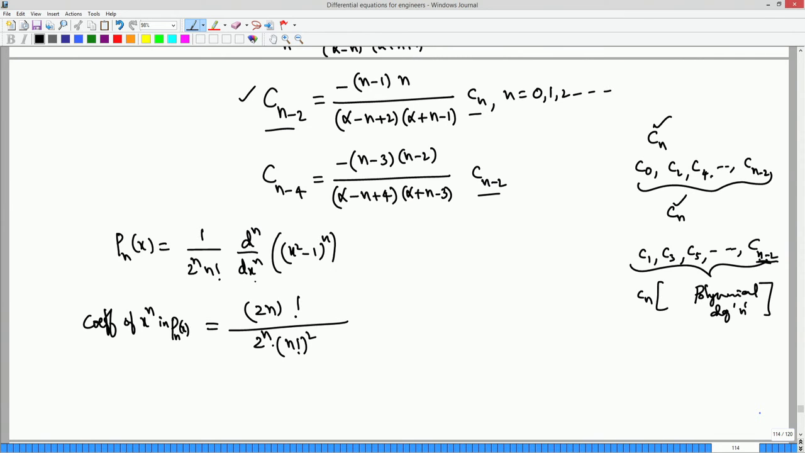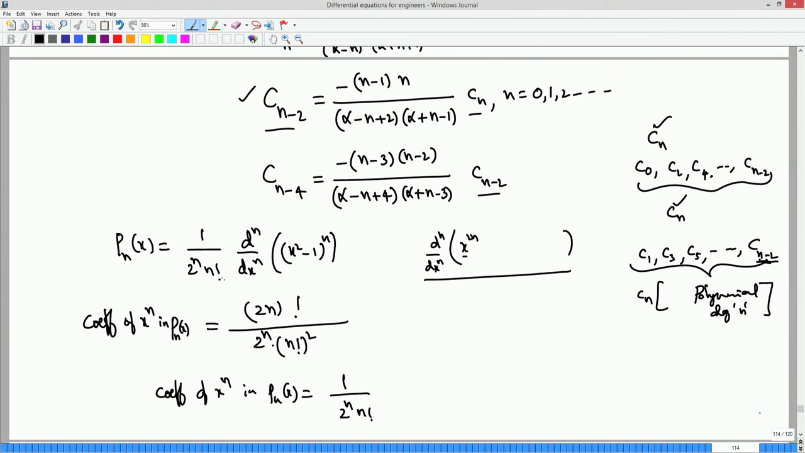If you actually differentiate x power 2n, so you have x power 2n is the polynomial that you are differentiating n times, right. So, if you differentiate n times, what happens? How do you see this? The coefficient of x power n in Pn is equal to 1 by 2 power n into n factorial, which I write here.